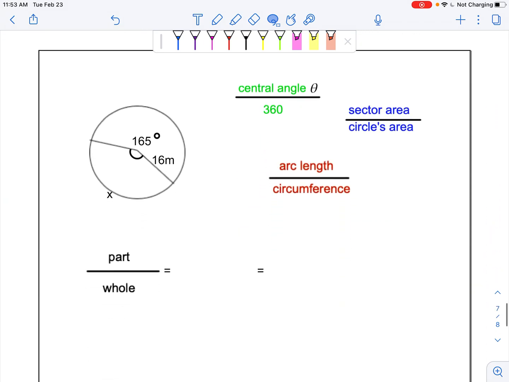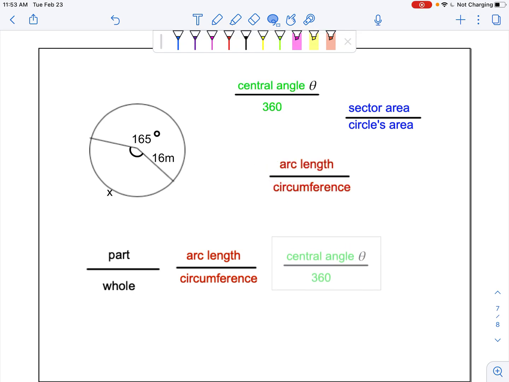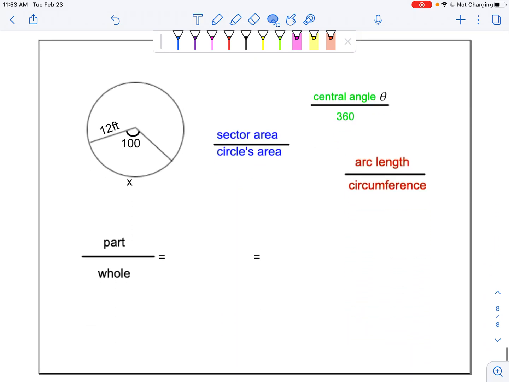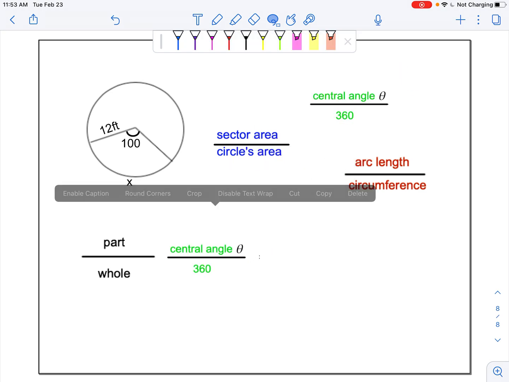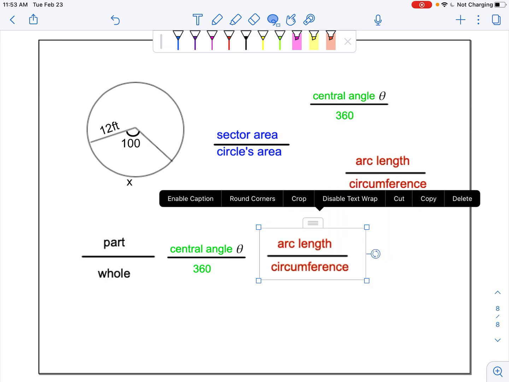Okay, let's come here to the next one. So here it looks like I'm given central angle, but I'm looking for arc length. So I'm looking for arc length, but I've been given central angle. So those are the two that I'm going to use. Let's do it again. I hope this is starting to make sense. I'm given central angle, and I am looking for arc length. So those are the two I'm going to use.